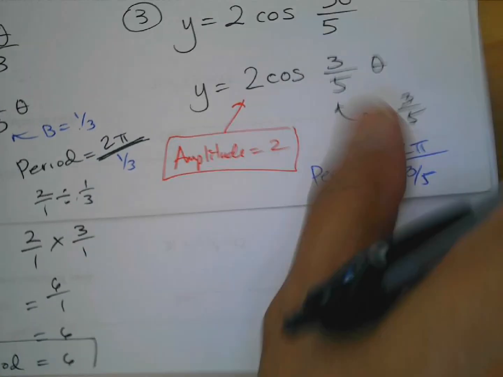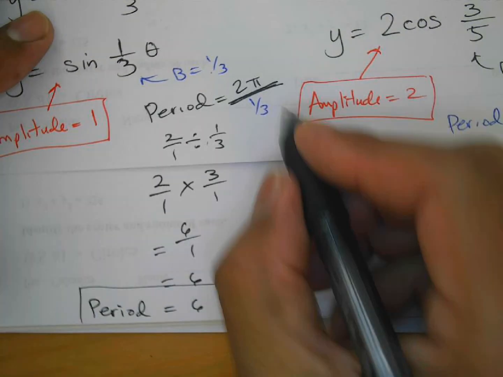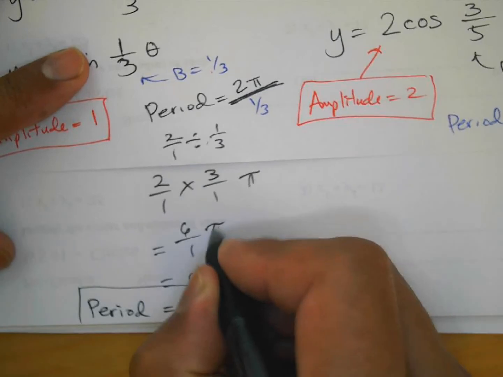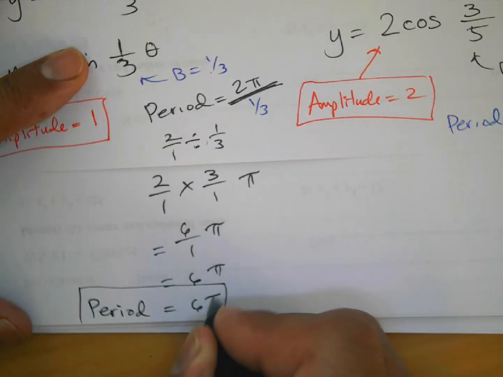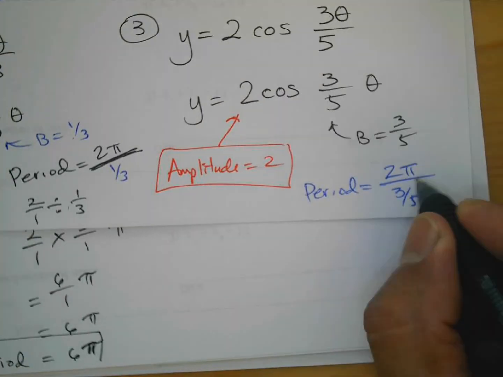Again, oh, you know what I forgot? I'm sorry. What did I forget over here? Let me go back to this one. I forgot the pi. Remember the pi over here? Forgot to leave the pi. Over here, the period is 6 pi. Yeah, let's not forget the pi.